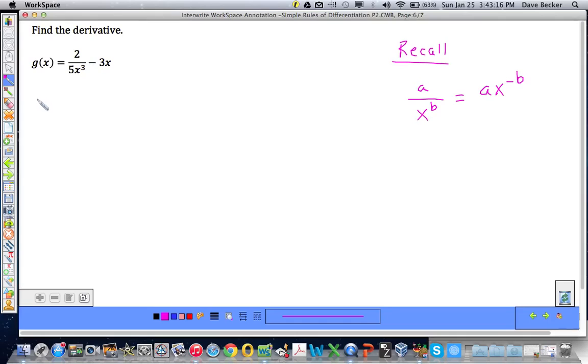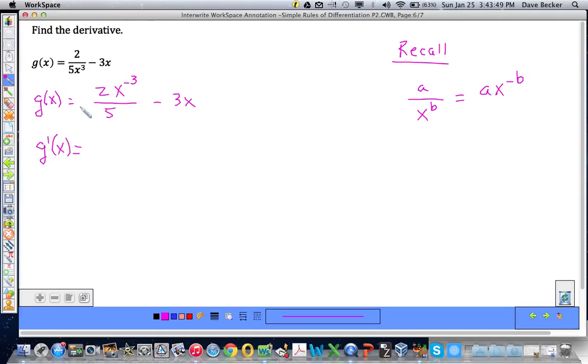So that's what I'm going to do here with g of x. That equals 2. And I don't know how to take the derivative if this is in the denominator, so I need to move it up to the numerator. So that's going to be x to the negative 3. The 5 stays because it's not being raised to the third power. So the 5 stays in the denominator. Okay, minus 3x.